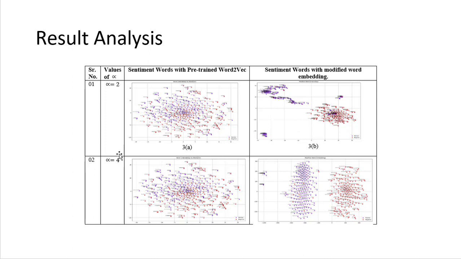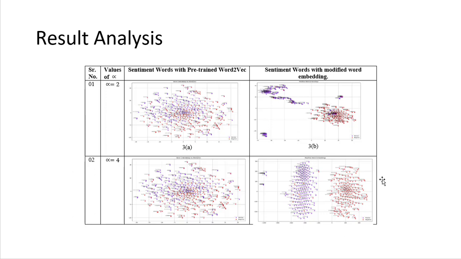The same is true for alpha equal to 4. In alpha equal to 4, most of the word embeddings are intermixed with word2vec. But when it comes to the modified word embedding, it is separating the positive word embedding and negative word embedding, represented in blue color and red color respectively.